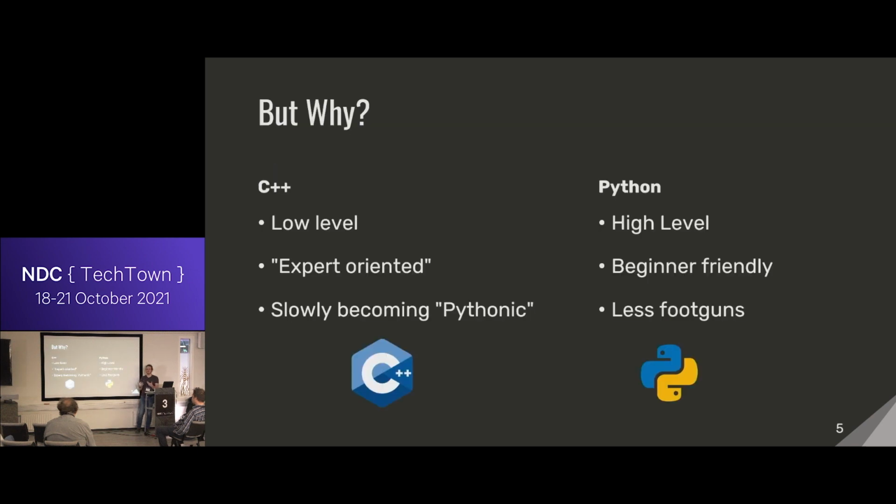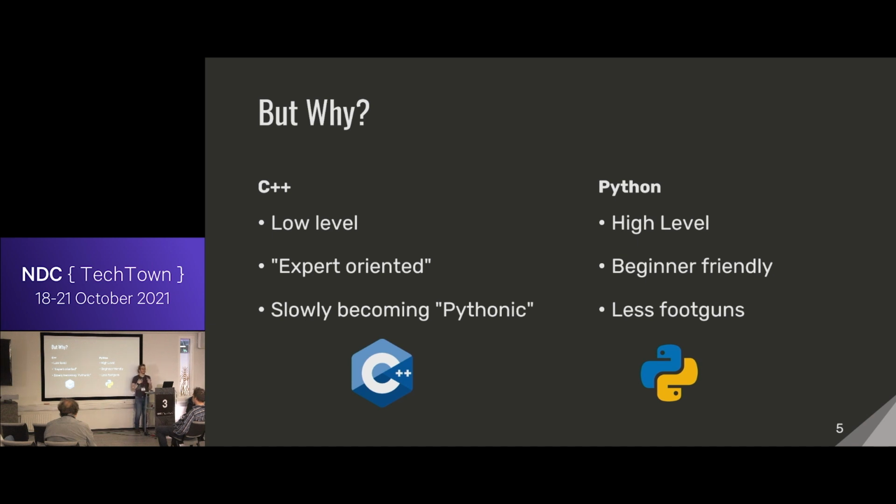So the first question we have to ask is, why on earth would I want to take C++ semantics and get them in Python? I mean, C++ is low level, it's mostly expert oriented, and it's slowly becoming more and more Pythonic as new features make it in. Python, on the other hand, is nice. It's high level, it's beginner friendly, and it has a lot less foot guns. I mean, it hardly happens that you write code in Python and go like, oh, I did not expect it to do that at all. And if you've been to the quiz yesterday, I mean, that's not exactly a fun experience. Why would I want to take that and bring that into Python?